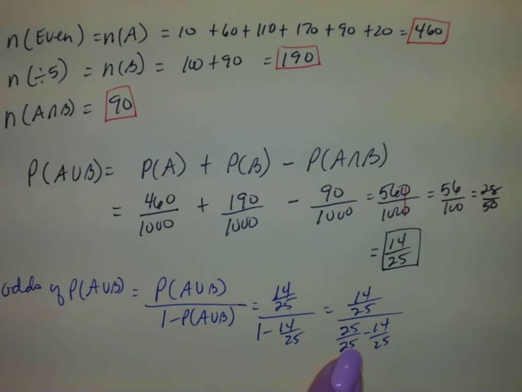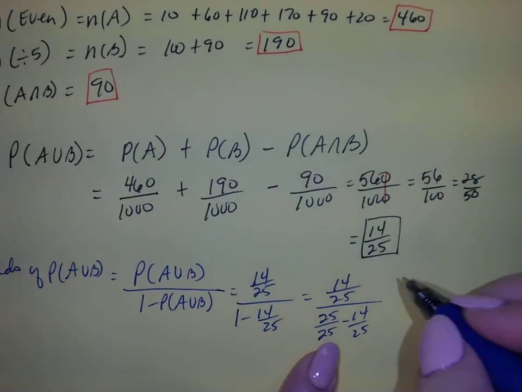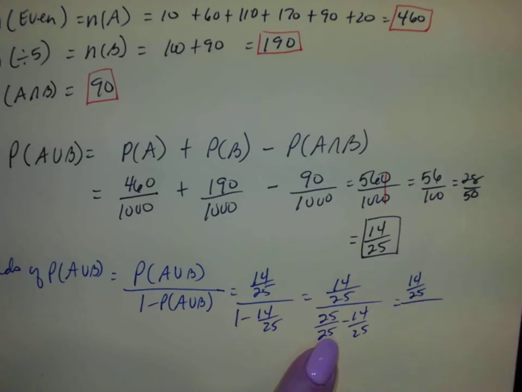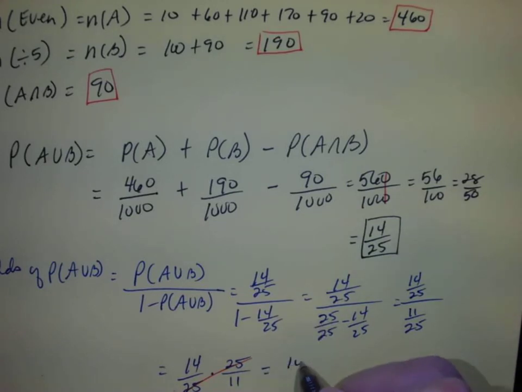You don't have to show me this stuff. I just want you to know where the numbers are coming from, especially since we're not in class today. So 25 minus 14 will get us 11 out of 25. Again, we don't divide by fractions. We multiply by reciprocals. So 14 out of 25 times 25 out of 11. The 25s will cancel each other, and we're left with 14 out of 11.